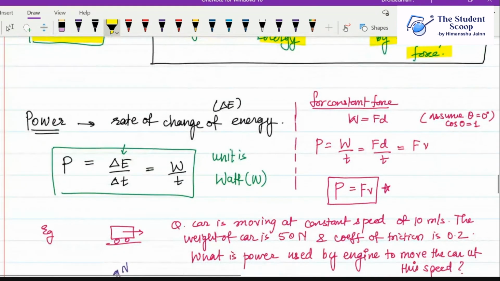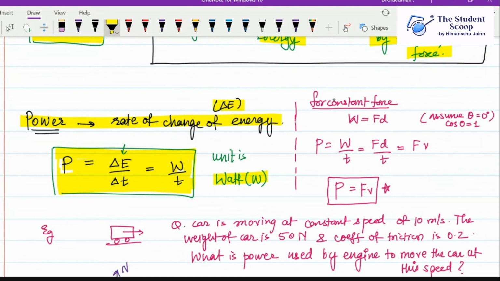The next thing is power. What is power? Power is defined as the rate of change of energy. We already learned that change in energy is work done, so this is very straightforward. Power is defined as the rate of change of energy, and it is also work done over time, and its unit is the watt.